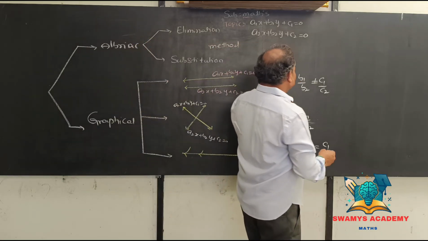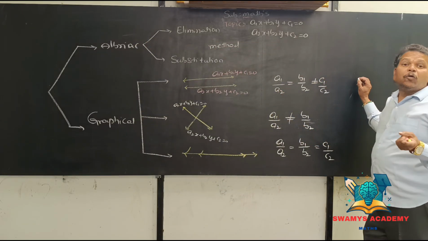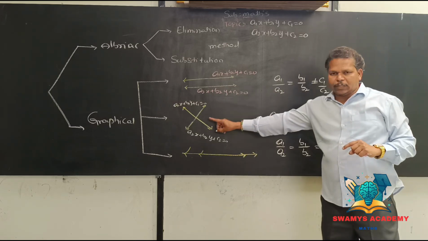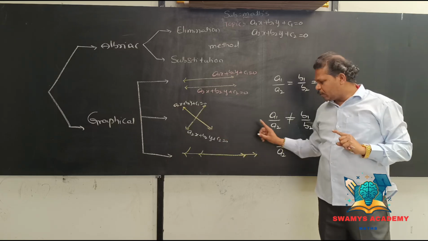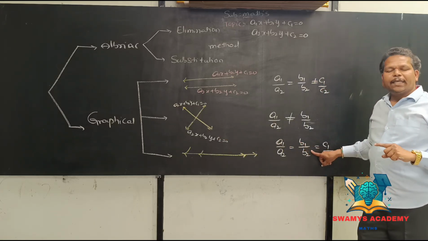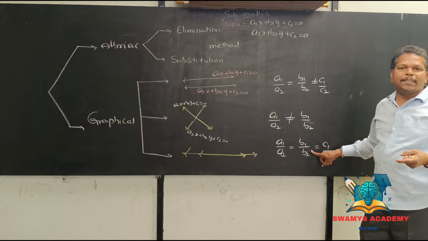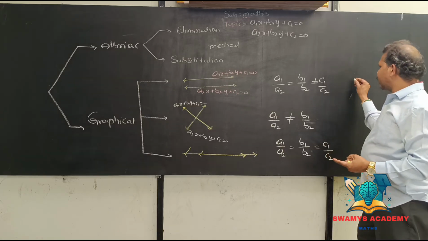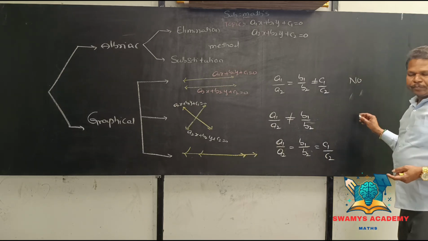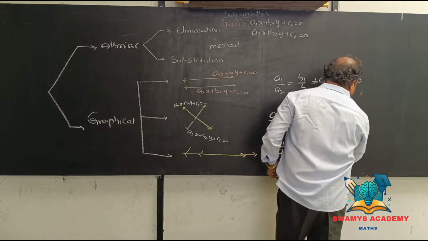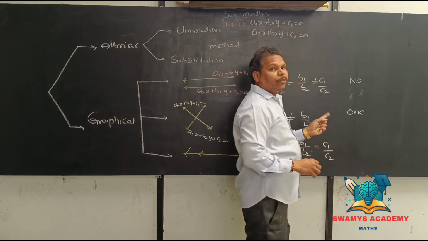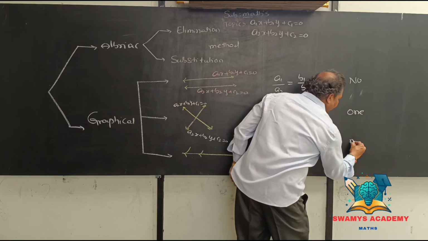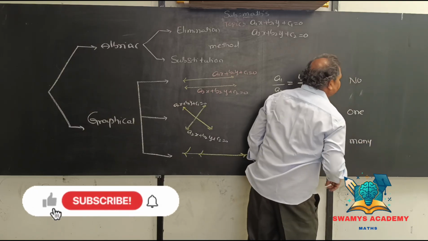In the parallel case, we will not get any solution; that is no solution. Here, in the intersecting case, we get one solution, also called a unique solution or exactly one solution. Here, in the coincident case, we get many solutions, that is, infinitely many solutions.